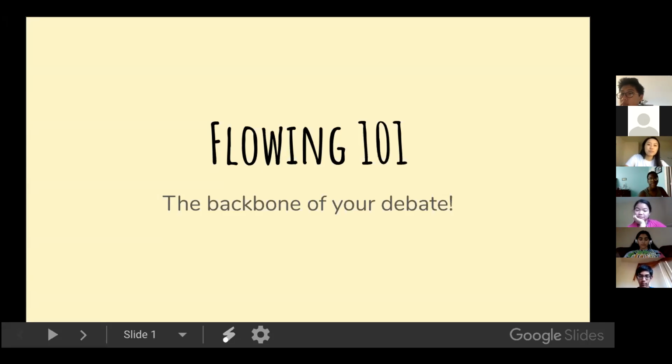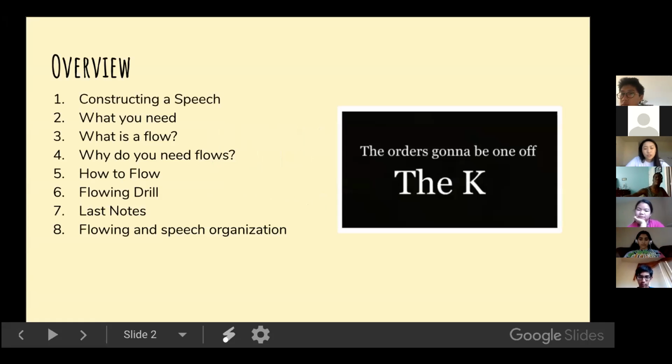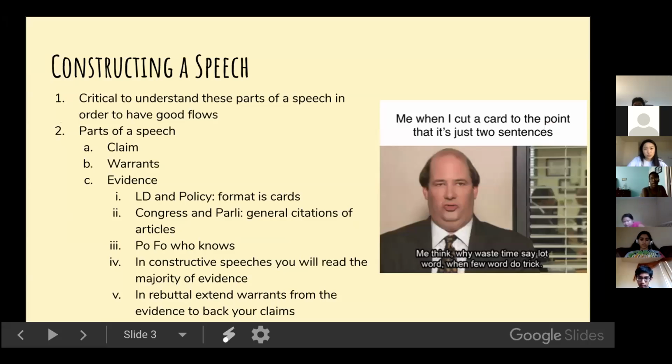Flowing 101. Let us get started. Just a quick overview, so if you're taking notes, you can organize it. We're going to first go over constructing a speech, second, what you need for flowing, third, what a flow is, why you need flows, and how to flow. We have a couple drills to go through, and then a last few notes, and then specifically about speeches. So, constructing a speech.